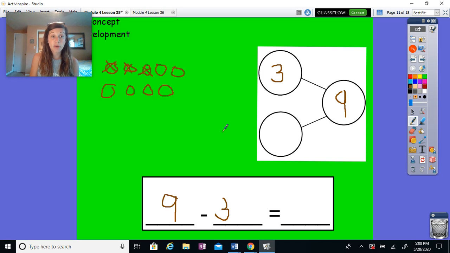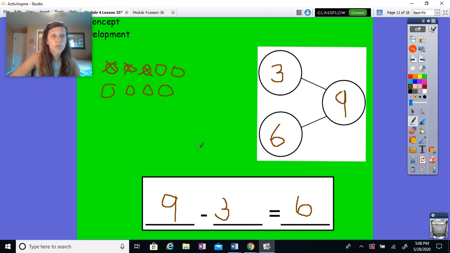If you said it's the amount of pennies that are not crossed off, you're right. So let's count how many were not crossed off, or how many Steve gets to keep. 1, 2, 3, 4, 5, 6. So we're going to write 6 in our other part because that's how many he gets to keep, and 6 after my equal sign because that's how many are left.